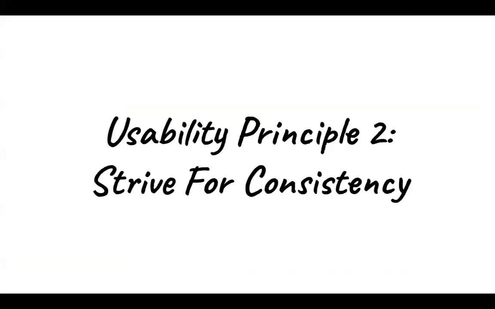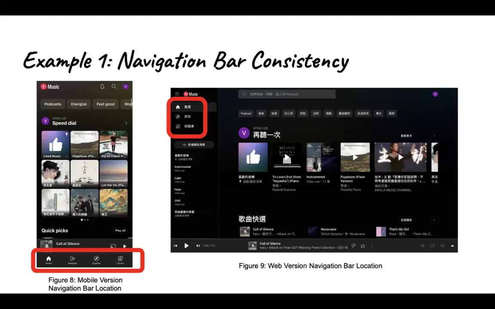The second principle is strive for consistency. This principle ensures that similar actions and elements remain uniform across the interface, helping users predict and understand how the system behaves. This resonates with Schneiderman's 8 golden rules. Consistent sequences of actions should be required in similar situations. Identical terminology should be used in prompts, menus, and help screens, and consistent color, layout, capitalization, fonts, and so on should be employed throughout.